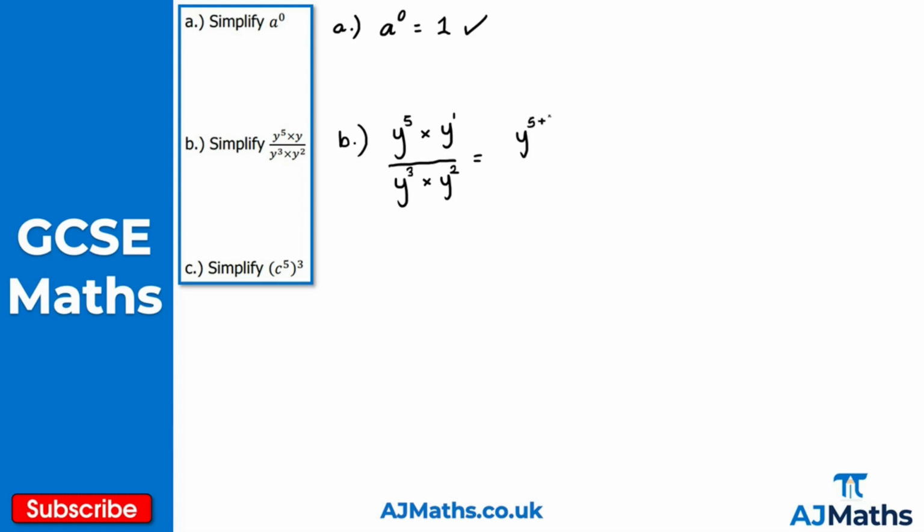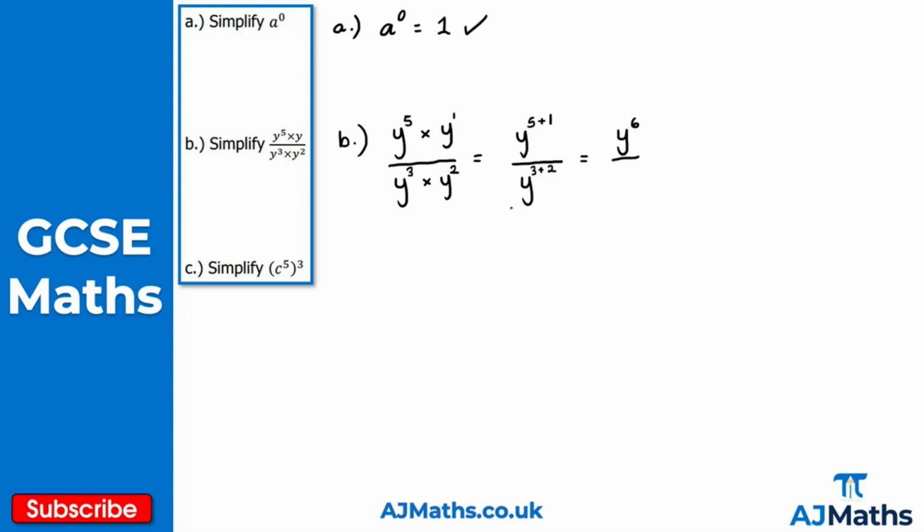And this will all be over y cubed times y squared. Again, they share the same base, so I simply add the powers together. That becomes y to the power of 3 plus 2. And if we simplify, y to the power of 5 plus 1 gives me y to the power of 6.